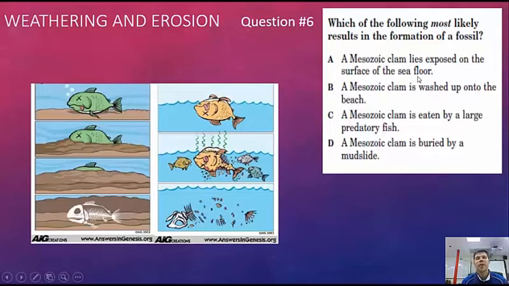So the best answer here: a Mesozoic clam lies exposed on the surface of the seafloor. It's probably not going to make a fossil. All right. A Mesozoic clam is washed up onto the beach. Also, probably not going to make a fossil. A clam is eaten by a large predatory fish. Also not going to make a good fossil. But what if a Mesozoic clam is buried by a mudslide? And as it's trapped in that mud, it lithifies and turns to rock, and then you have a fossil. So the answer is D.